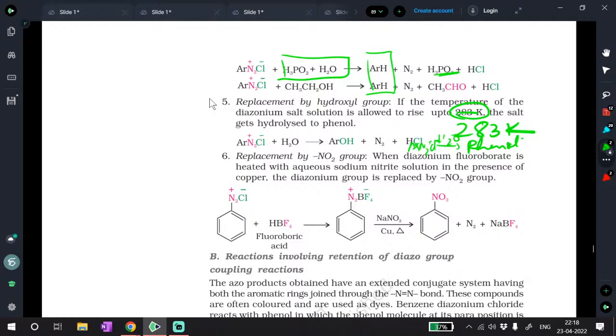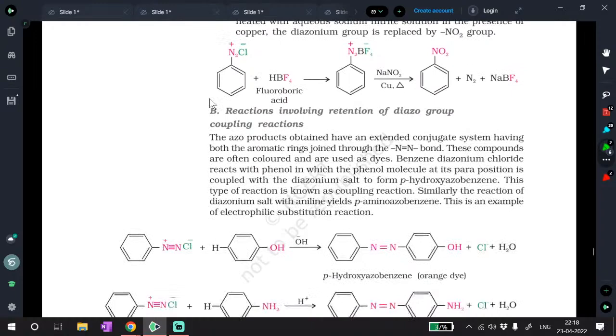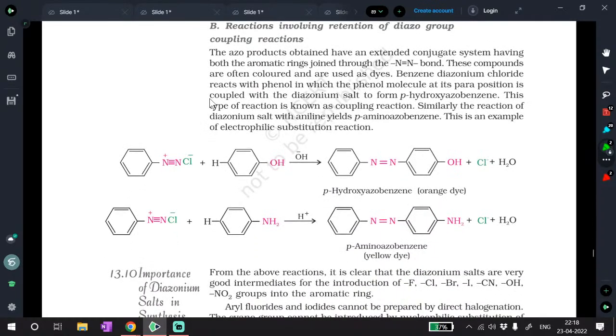When diazonium fluoroborate is heated with aqueous sodium nitrite solution in the presence of copper, the diazonium group gets replaced by the NO2 group. Okay. So, copper, heated. Now, the diazo group retains this. Diazonium is basically ionic, but diazo compounds have an N=N double bond.